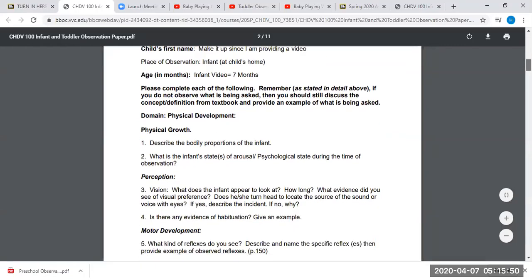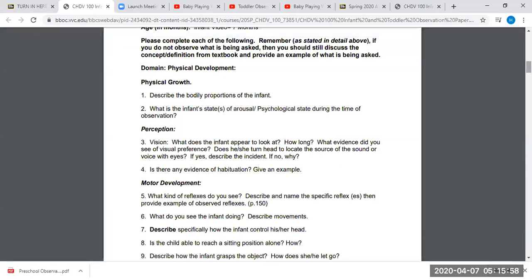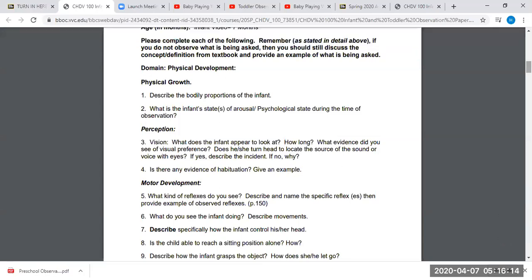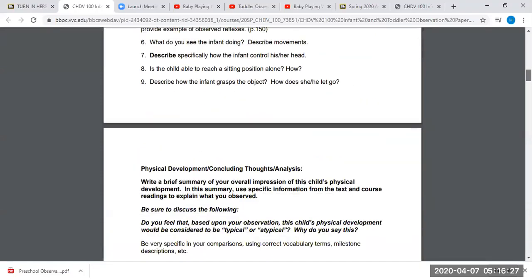When you're getting into the bulk of this assignment, what we have are called our developmental domains. The first domain you're going to be addressing while watching the video is physical development. All these items you're going to be looking at, such as physical growth, you'll answer based on that video. I'm not going to go through all the questions because our video would be way too long. You need to address physical growth, perception, and motor development. It gives you specific questions.